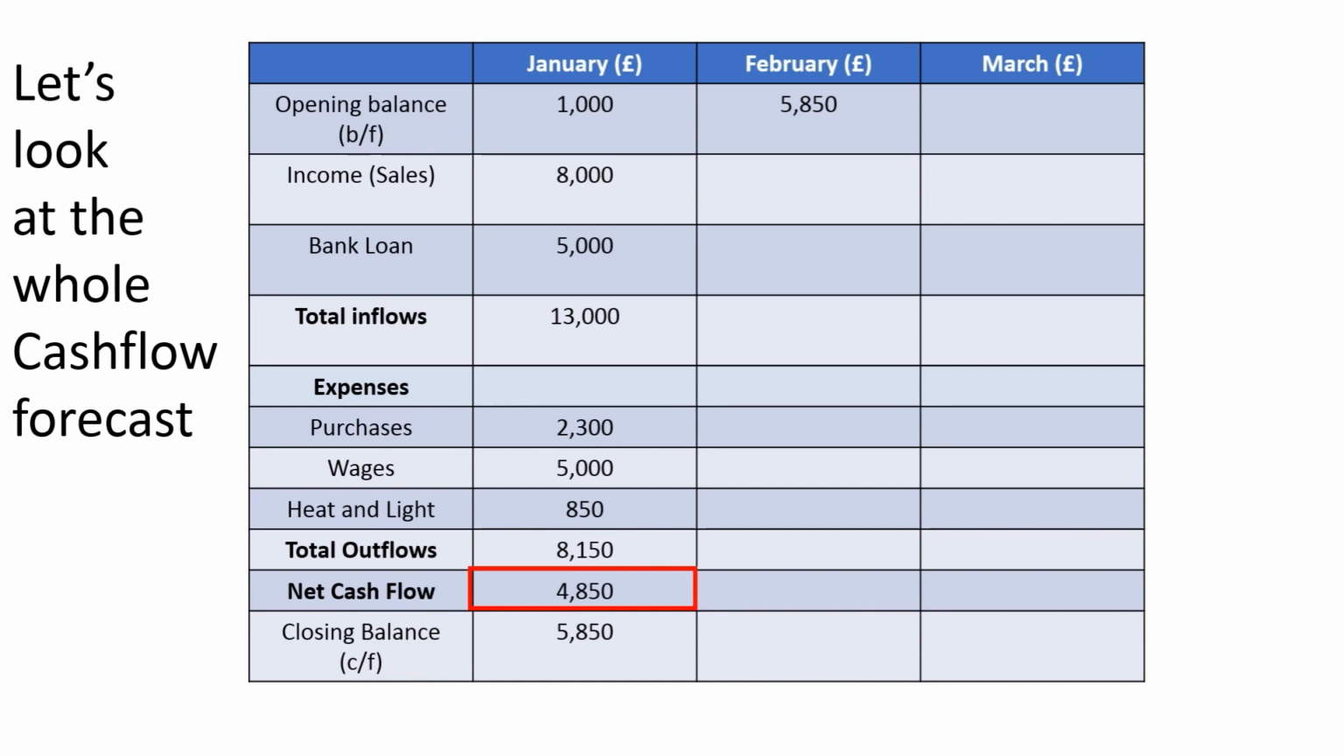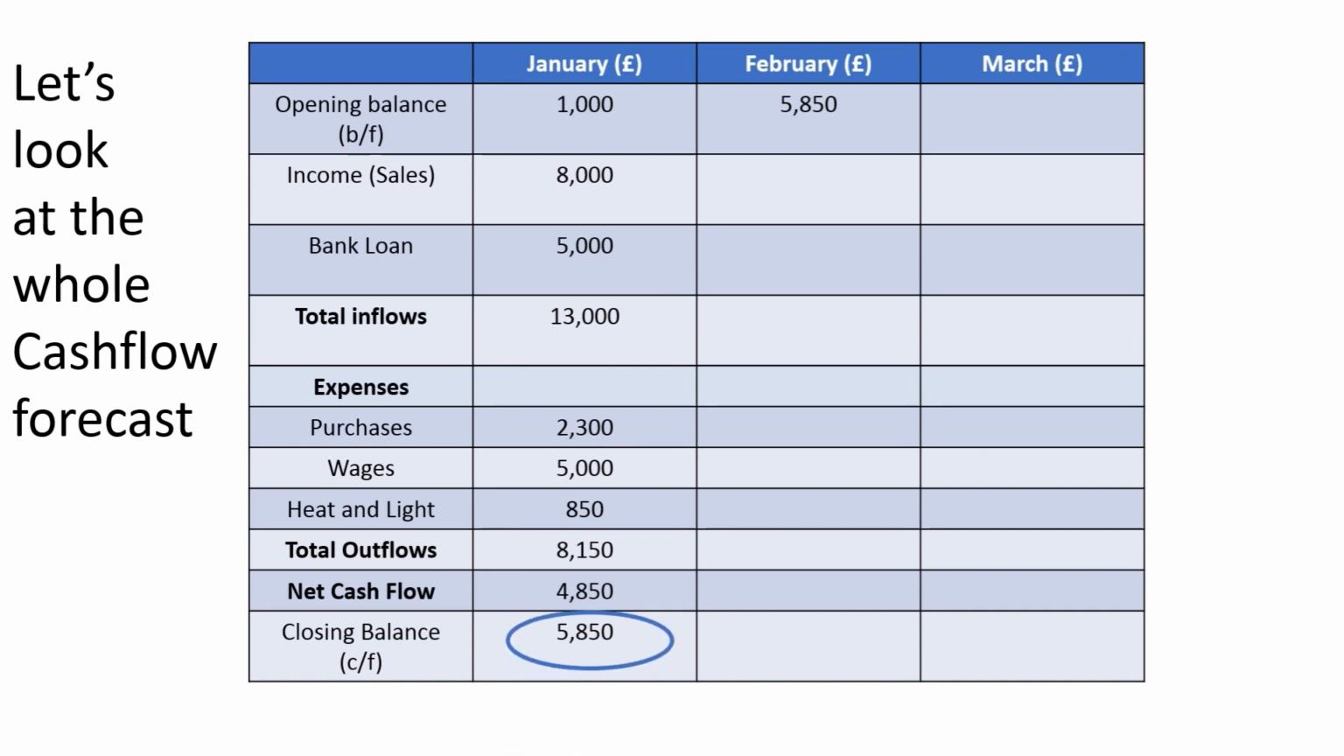We know the formula for net cash flow is our total inflow, so our total income, minus our total outflows, so total expenditure. So we look at our 13,000 as our income, so inflows. We minus off our total outflows of 8,150, which gives us 4,850.